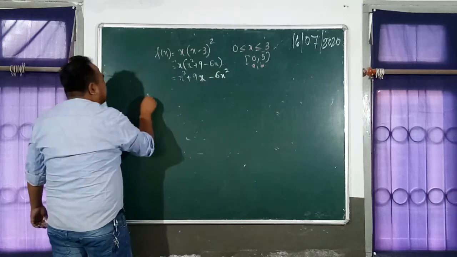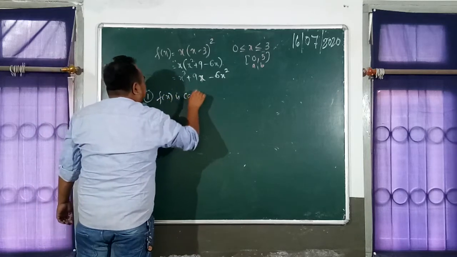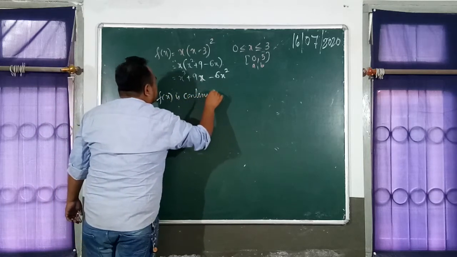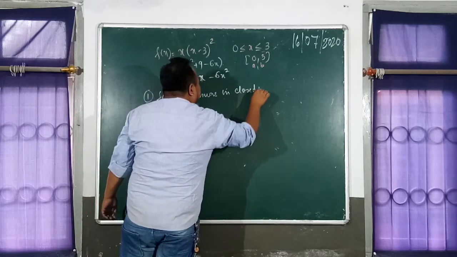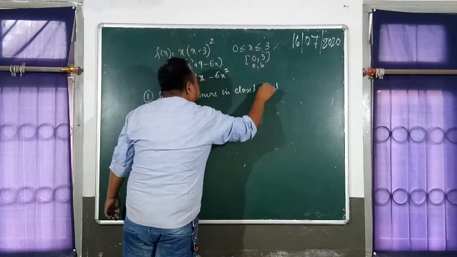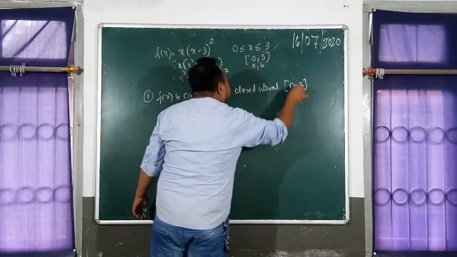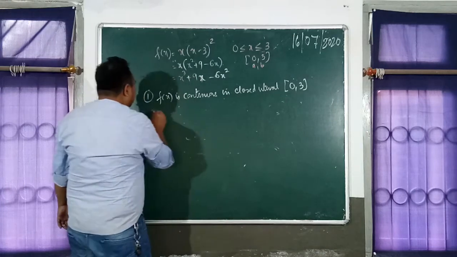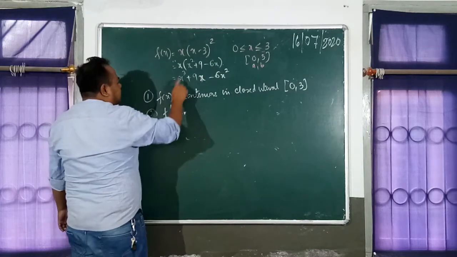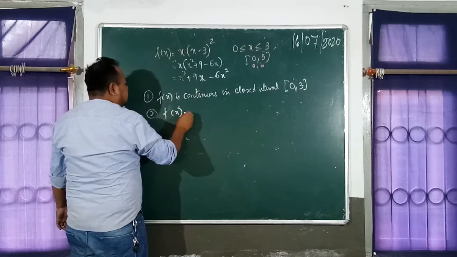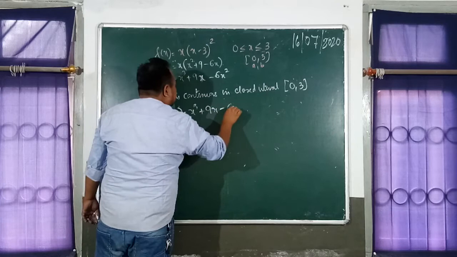So statement number 1. What do I write? f(x) is continuous in the closed interval. And what is the closed interval? Square bracket 0, 3. I must get the value between 0 and 3. Number 2, f'(x). That means differentiate the function. Differentiate this. So first write down the simplified form: x³ + 9x - 6x².